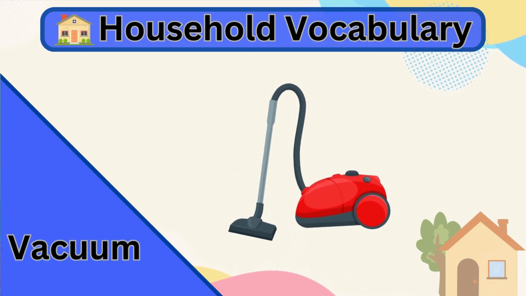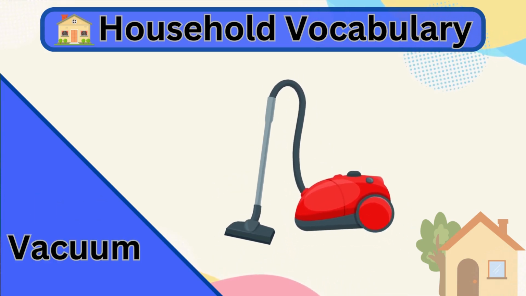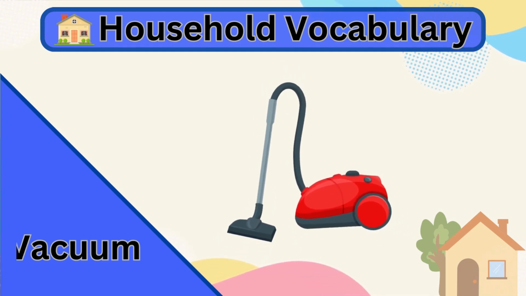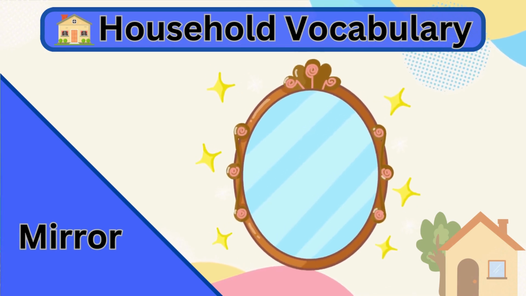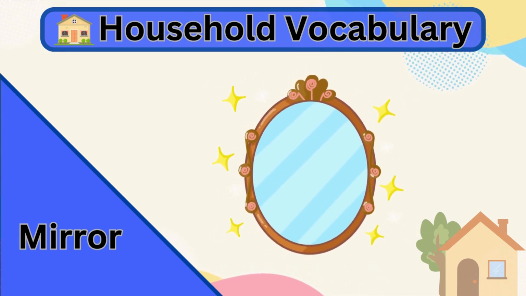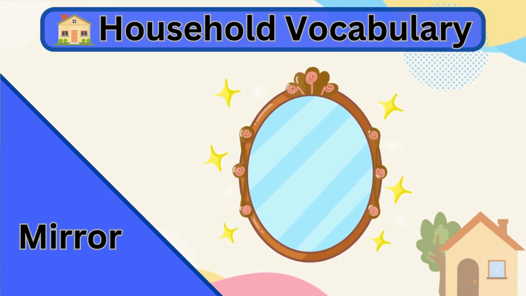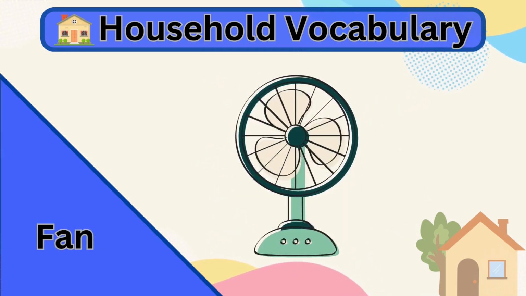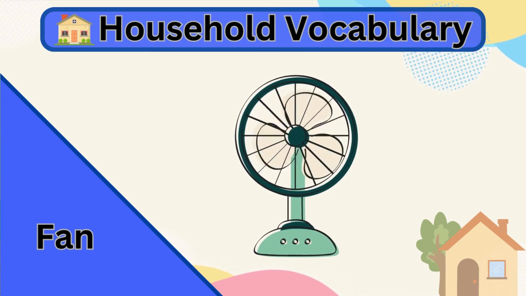Old MacDonald had a farm. E-I-E-I-O. And on that farm he had some chickens. E-I-E-I-O. With a cluck cluck here and a cluck cluck there. Here a cluck, there a cluck, everywhere cluck cluck. Old MacDonald had a farm. E-I-E-I-O. And on that farm he had some goats.